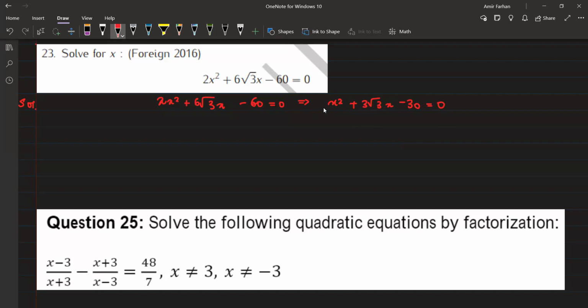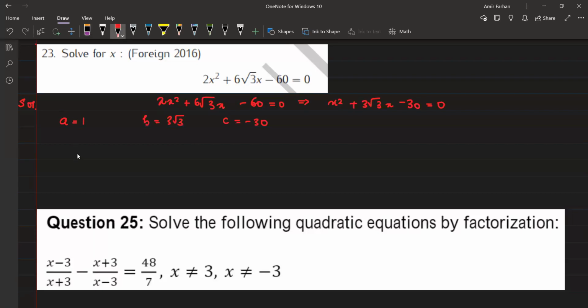Yes or no? So instead of that, you can see making pairs, basically splitting it into different terms. You can use the quadratic formula to ease your calculations. If you have done this factorization, no worries, that's also correct, but you can also use the quadratic formula. So basically what is A here? A is the coefficient of x square, that is 1. B is the coefficient of x, that is 3 root 3, and C is equal to minus 30.